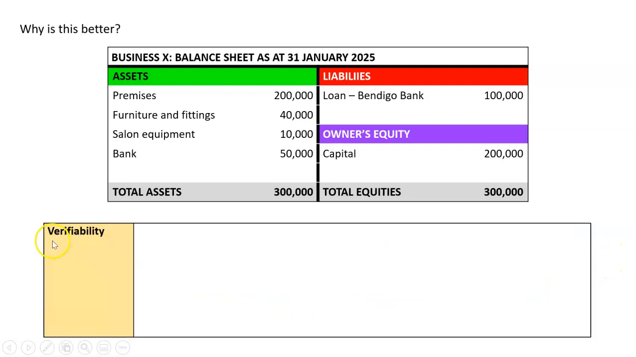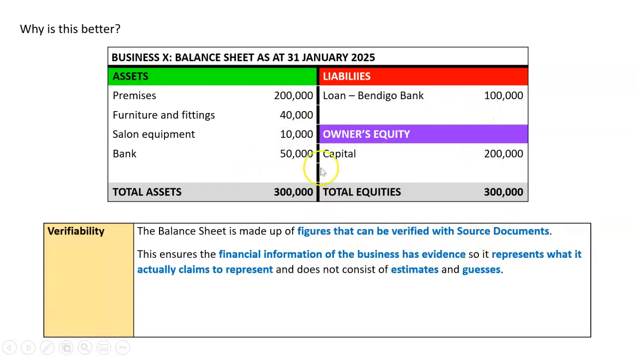Which also helps back up verifiability. And why it does that is because we know that for each of these items in here, so let's take the premises, when the business bought the premises, it's not just a made up number. It would be verified with a source document. Each of these items will have a source document to back it up as evidence. So we know these numbers are not just estimates and guesses.